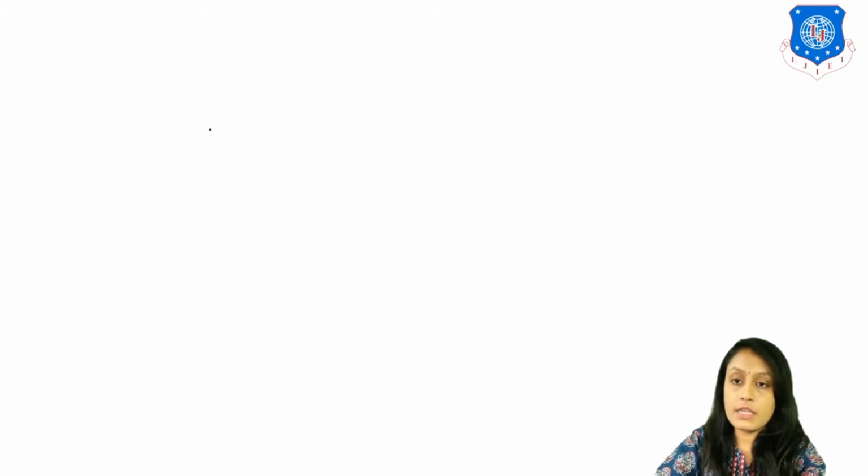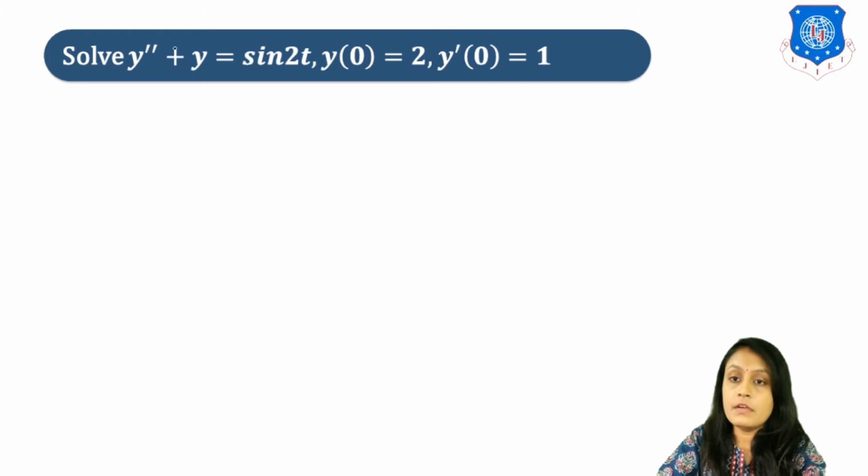Now let's solve one more example. Solve y double dash plus y is equal to sine 2t. y of 0 is 2 given and y dash of 0 is 1 given. Okay, so same method, just apply Laplace transform to both sides.